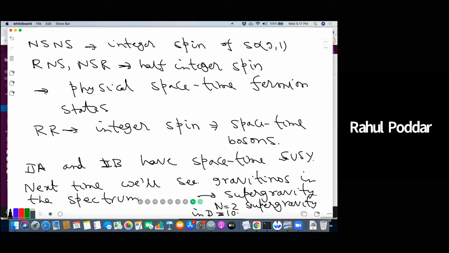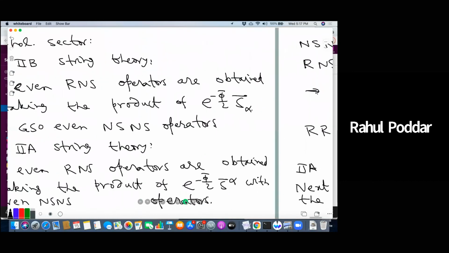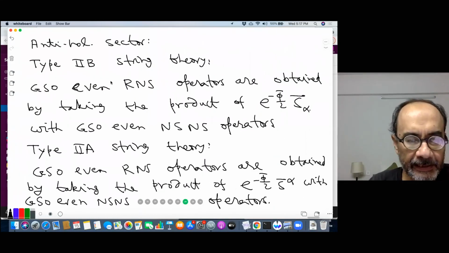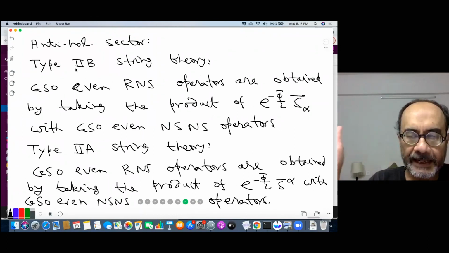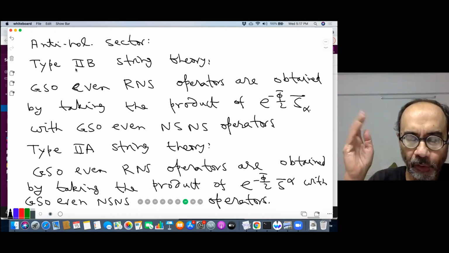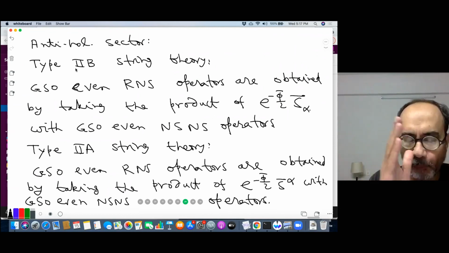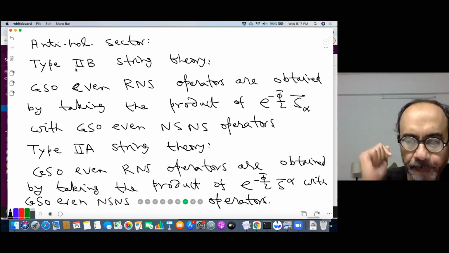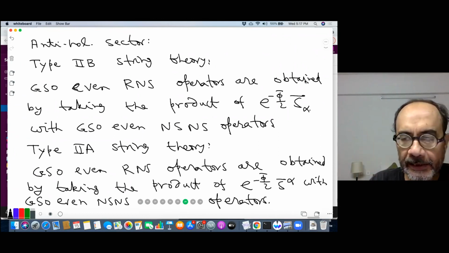Yes, can you just quickly repeat the difference between type 2A and 2B? Yes, so the only difference is that the NSR sector is identical, that's the way I have defined. When you look at the Ramond sector on the right and the Ramond sector on the left, then in type 2B, you obtain them by products of e to the minus phi bar by 2 s bar alpha, where this is a chiral spinor, with GSO even NSNS operators. So in particular, this operator is an allowed operator in the type 2B theory.